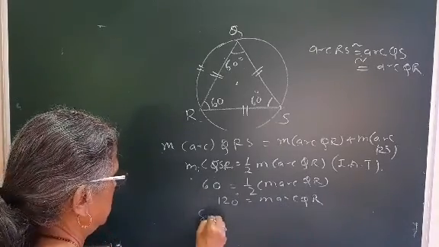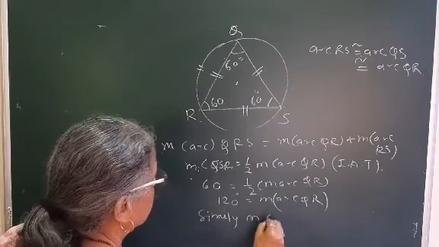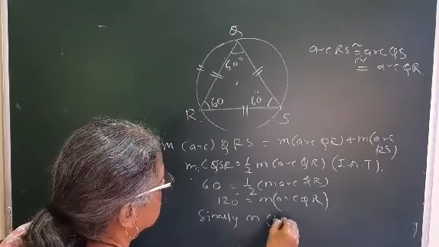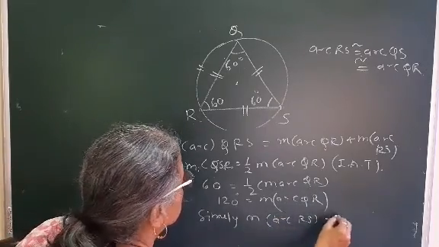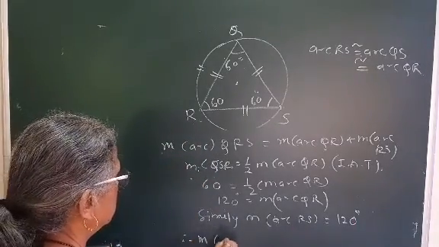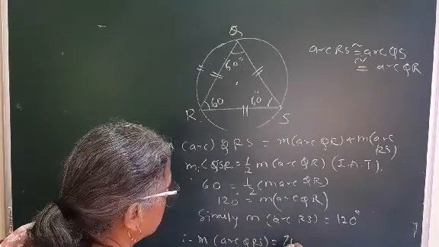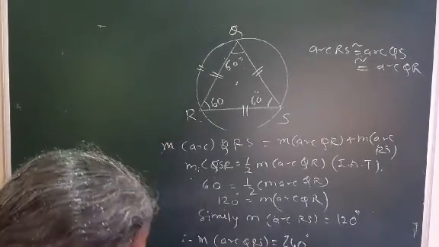Similarly, major arc RS is 120 degrees. Therefore, major arc QRS is 240 degrees. 120 plus 120, 240 degrees.